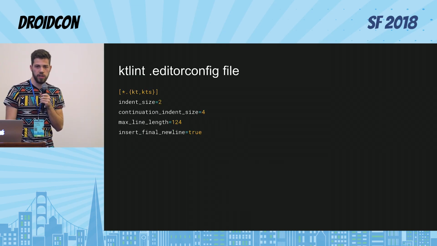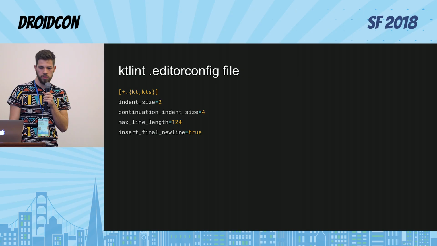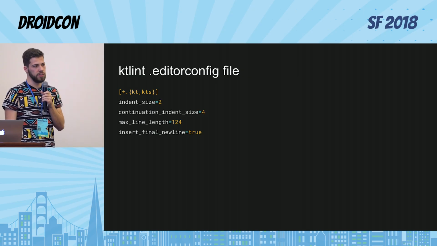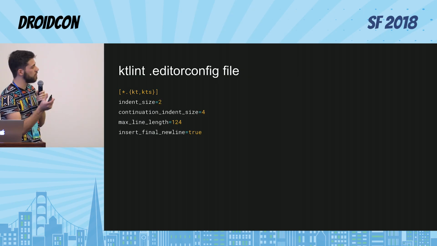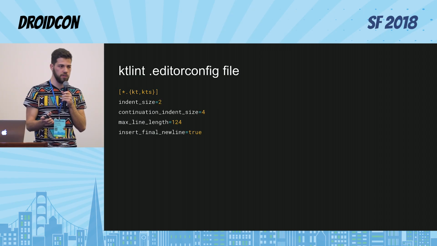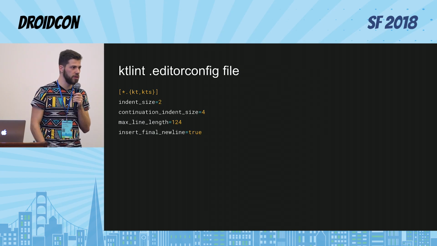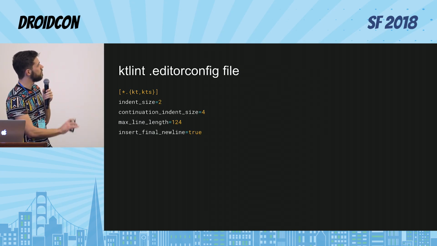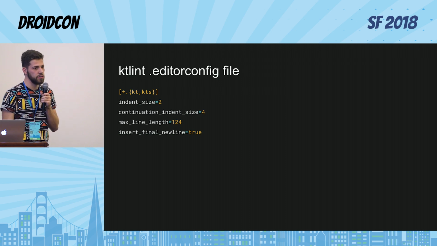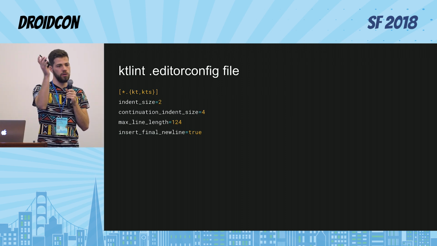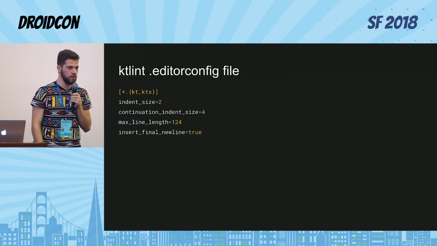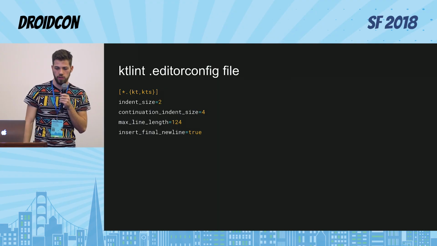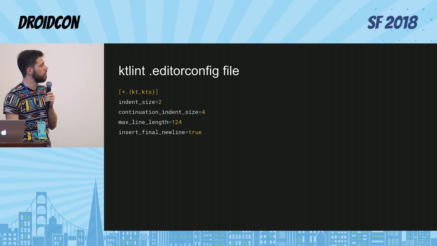The configuration file is using the EditorConfig mechanism. So we can specify what the indent size is and the continuation indent size, max line length, and whether we want to have a new line at the end of the file or not. And this is more or less all of the configuration that you have. Everything else, like whether parameters should be on one line or on multiple lines, that's all being taken from the defaults from the Kotlin and Android style guidelines.